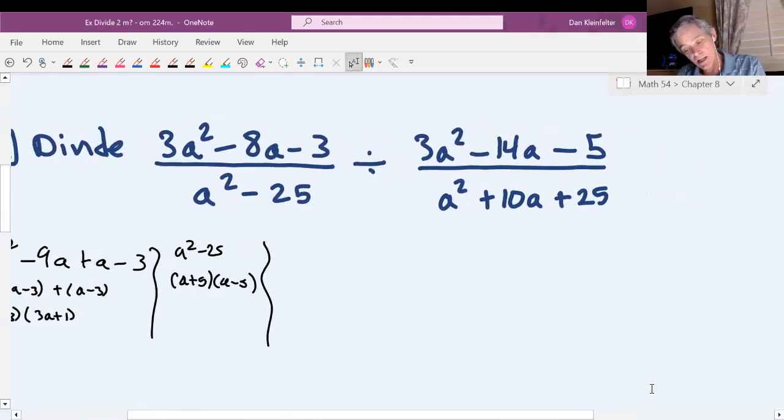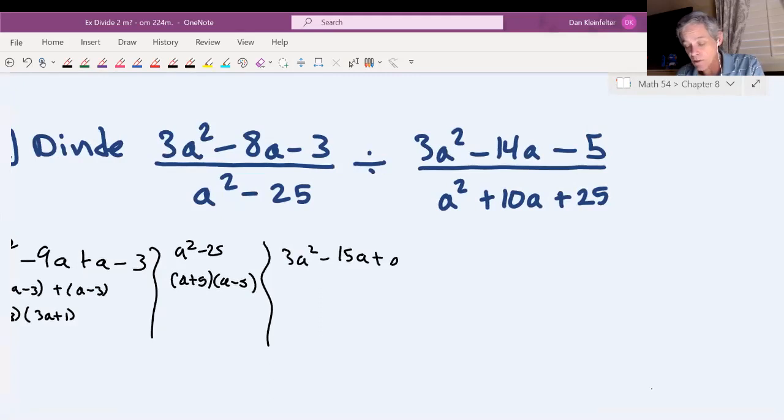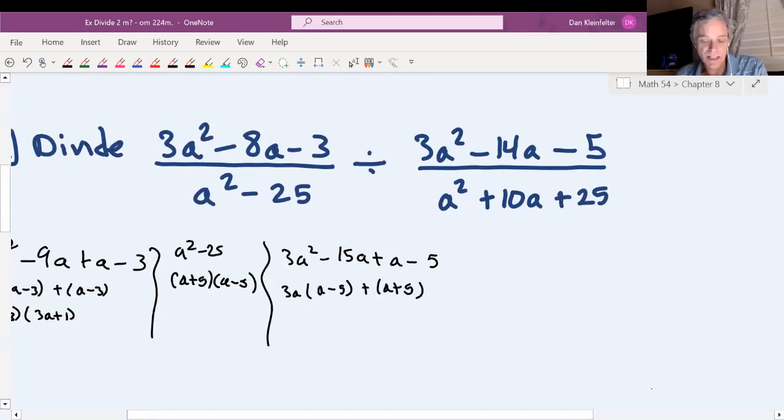Okay, and then on the upper right, we need two numbers to multiply to -15 and add to -14. That sounds like -15 plus 1. Okay, and then we're going to factor that by grouping. In the first two terms, there's a common factor of 3a. Bringing that out, we'll leave a minus 5. And then we'll also have an a minus 5 sitting in the back. The a minus 5 factors out, leaving us with 3a plus 1.